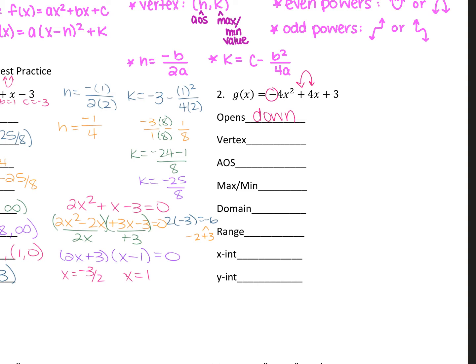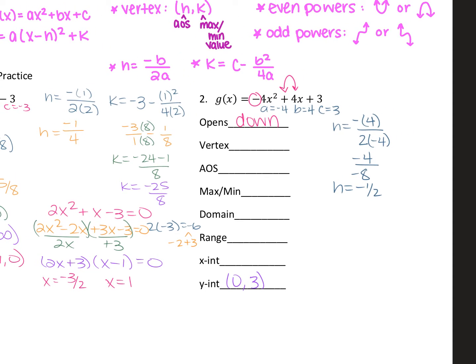We're going to find your vertex by using that h and that k. So your a is negative 4, b is 4, and c is 3. You can also pull your y-intercept out from this, which is just 0, 3. So if we find our h, it's going to equal the opposite of b, which is 4, over 2 times a, which is negative 4. So that's giving us negative 4 over negative 8, which means h is negative 1/2.